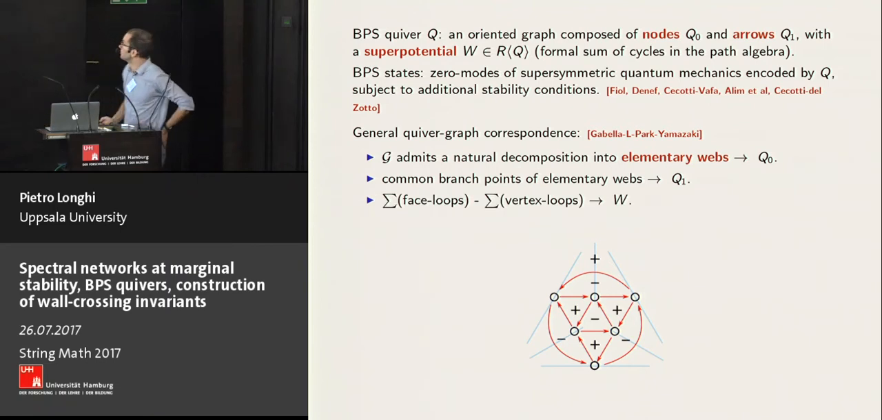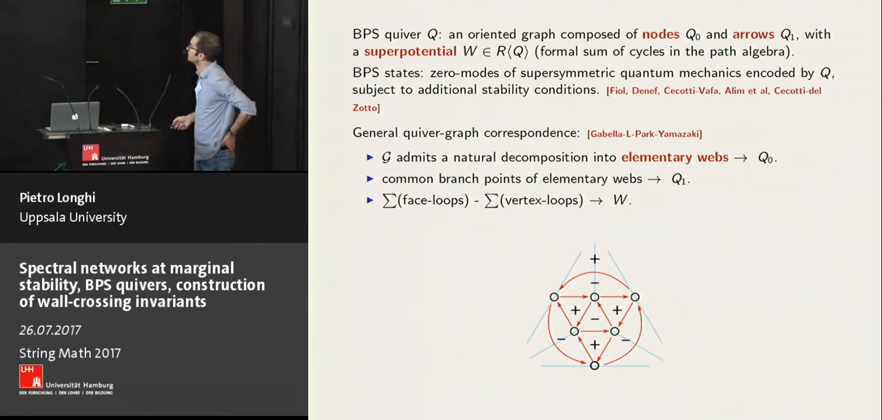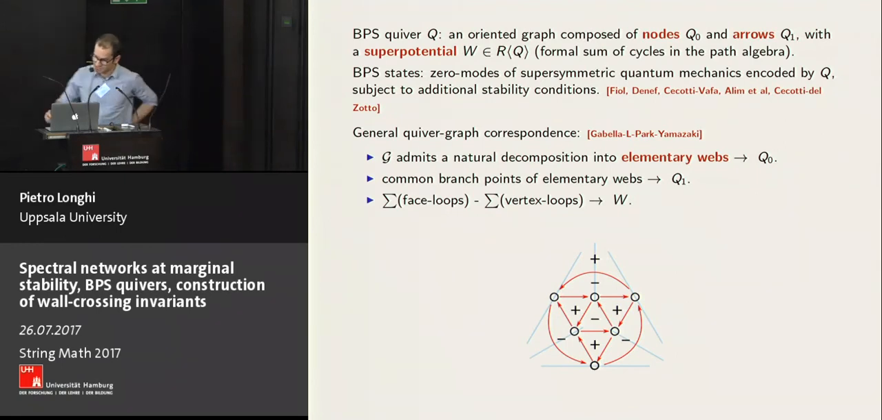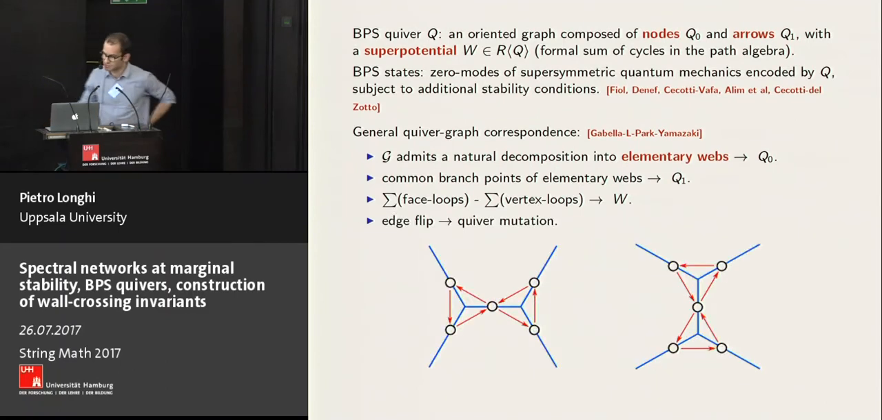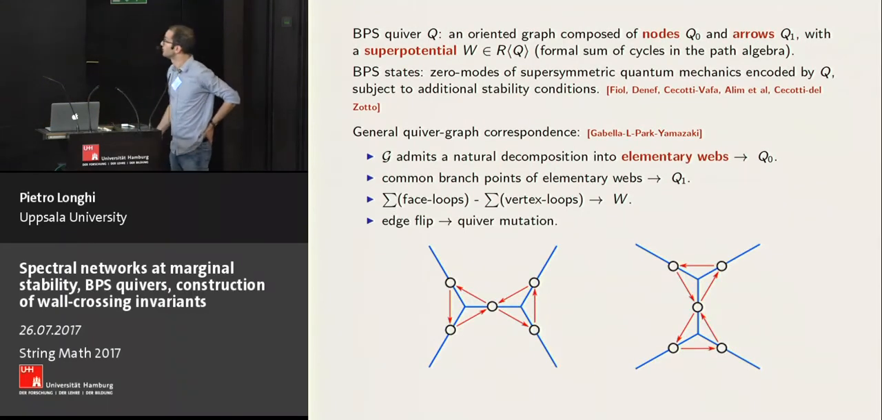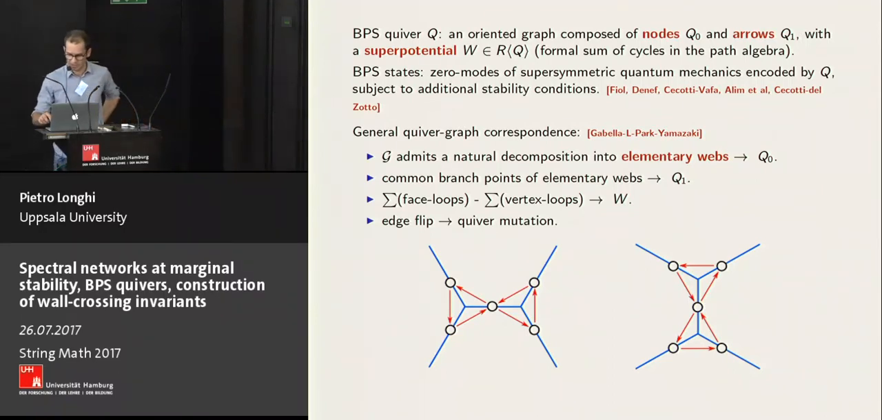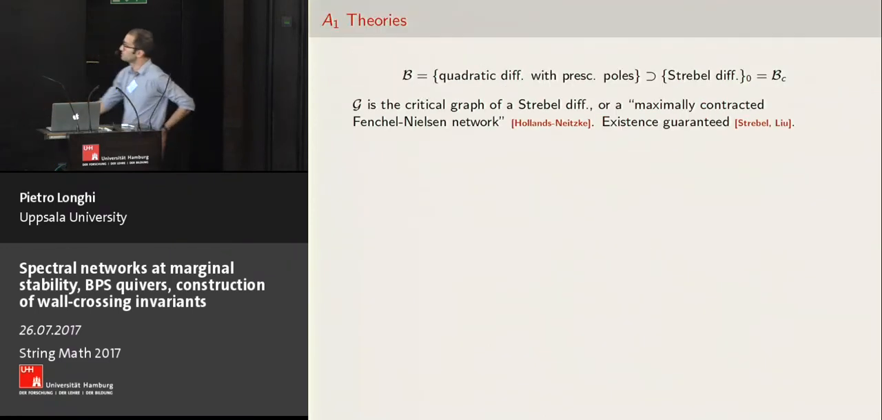One can also compute a superpotential by summing over the loops of arrows that go around faces of the graphs and loops that go around the vertices. And then finally, there's an important operation on quivers, which is called quiver mutation, which has a counterpart at the level of the graph, which is just a flip of an edge.